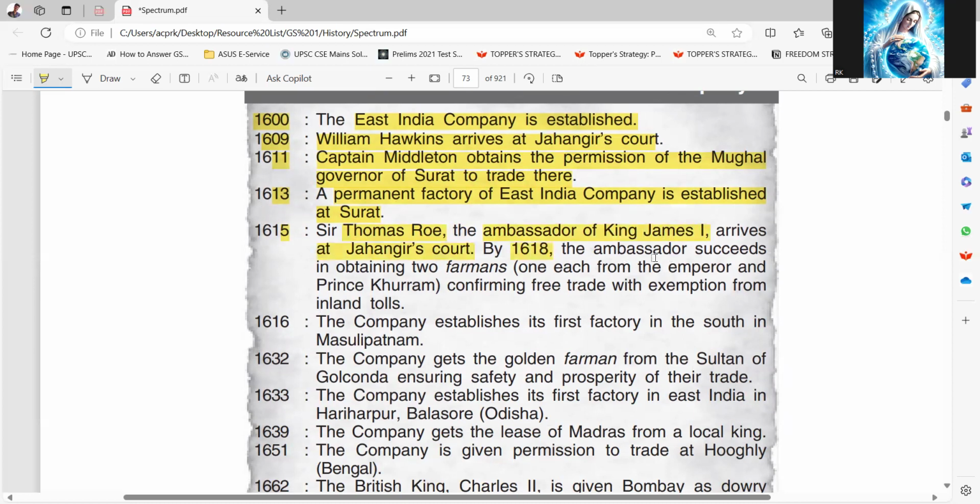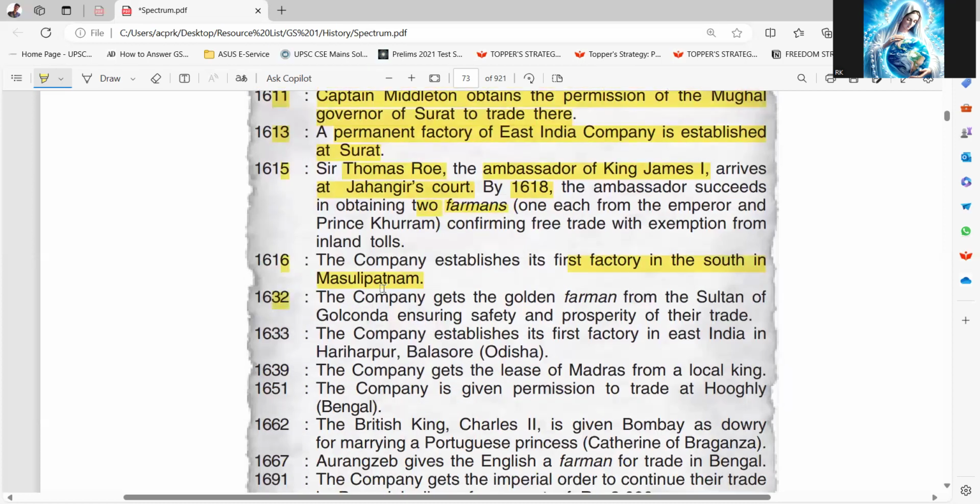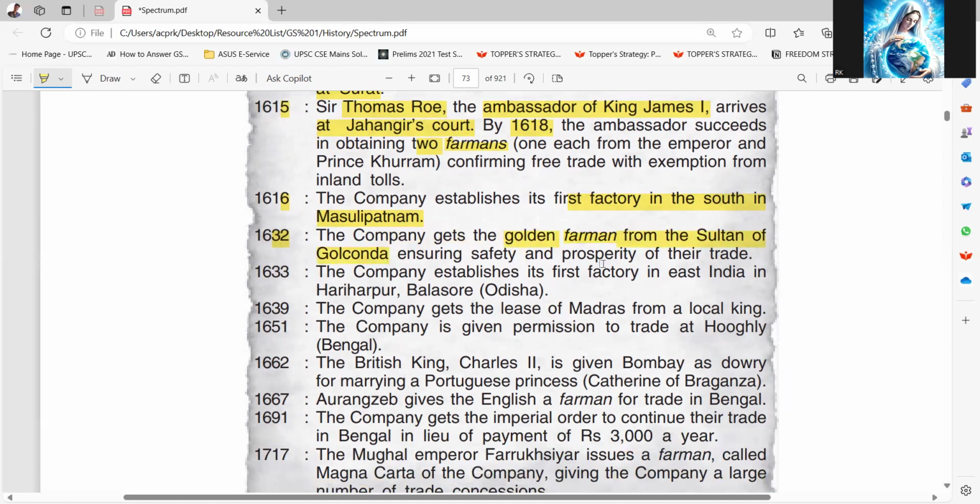In 1618, the ambassador succeeds in obtaining two firmans, one each from the emperor and Prince Khurram, confirming free trade with exemption from inland tolls. 1616, the company establishes its first factory in the south in Masulipatnam. 1632, the company gets the golden firman from the Sultan of Golconda, ensuring safety and prosperity of their trade. 1633, the company establishes its first factory in East India, in Hariharpur, Balasore, Odisha. 1639, the company gets the lease of Madras from a local king.